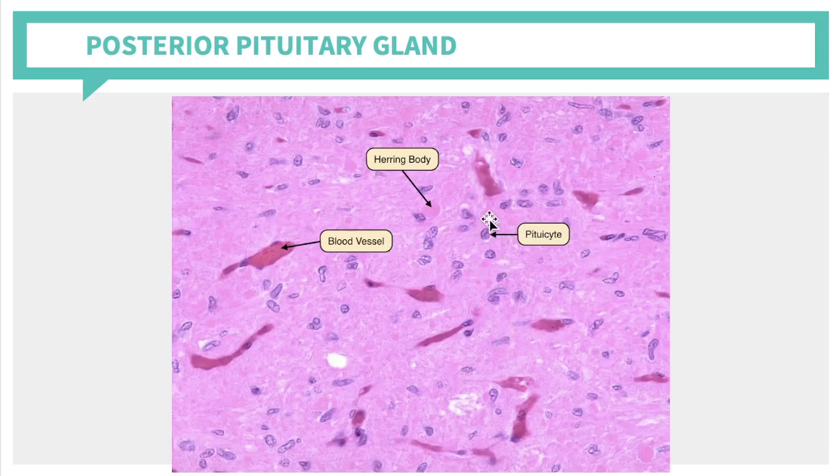Most numerous cells present in your posterior pituitary gland? The answer here is your pituicyte. And again, this is your Herring bodies. Okay?